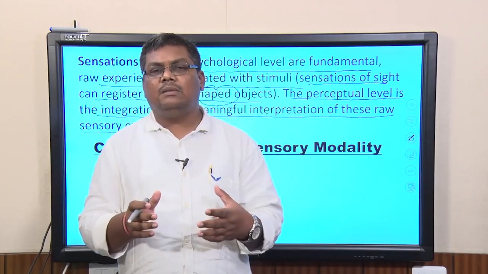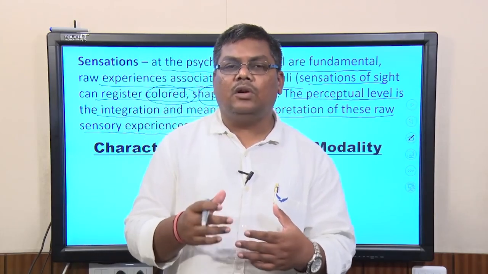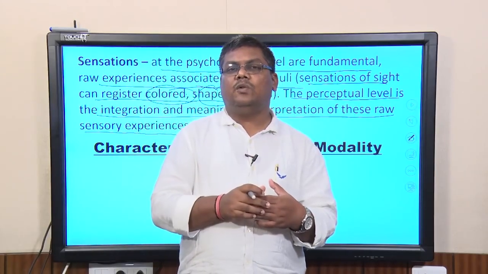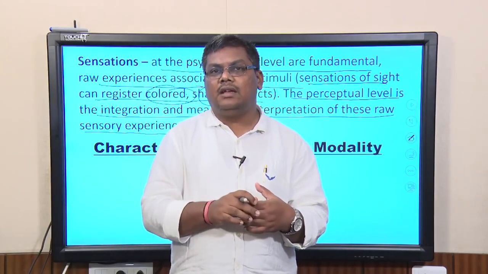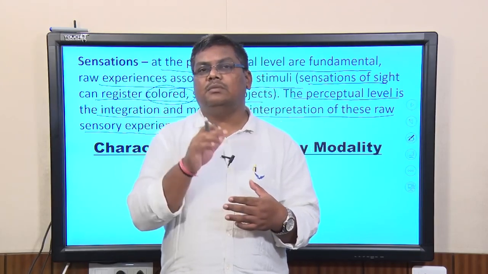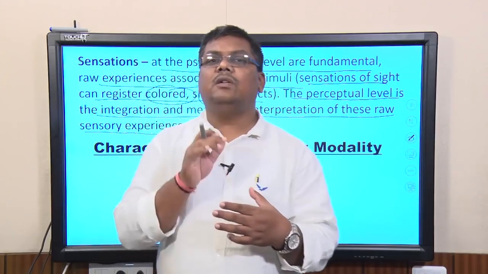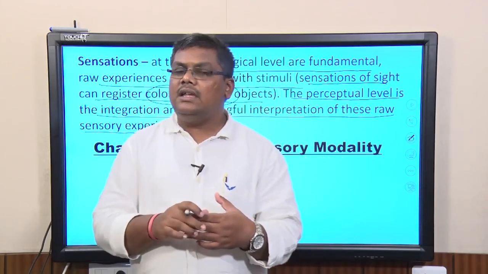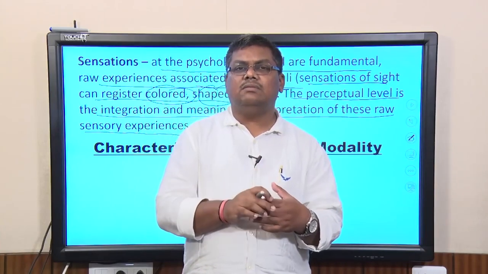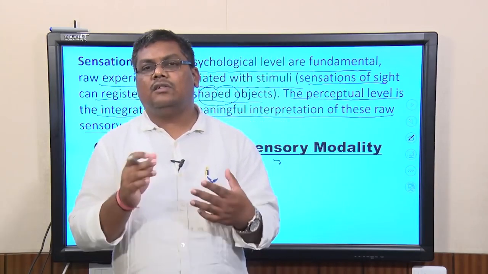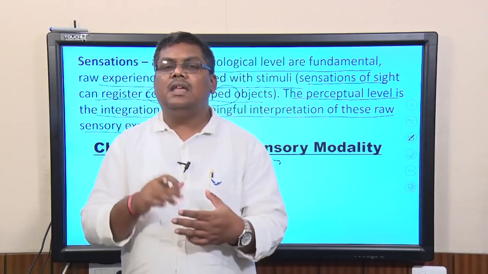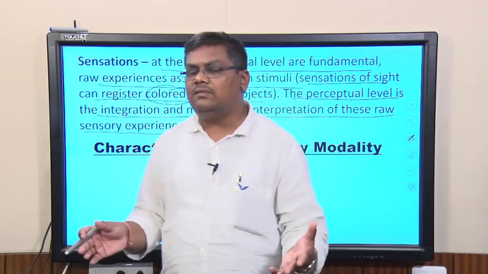Now, when you are buying a good multimeter, what are the things that you want in it? One of the foremost things is that it should be accurate. And how do you measure accuracy? Accuracy is measured in terms of sensitivity, how sensitive your multimeter is. Similarly, how accurate your sensory system is, is measured in terms of sensitivity. So, one of the qualities of a sensory system is sensitivity.